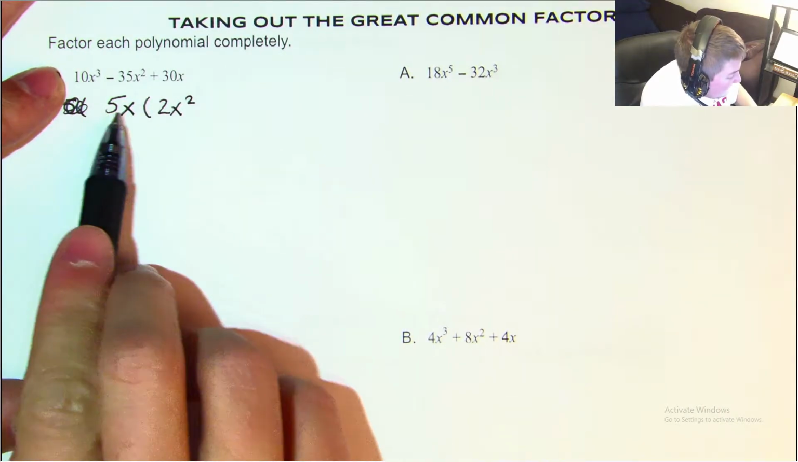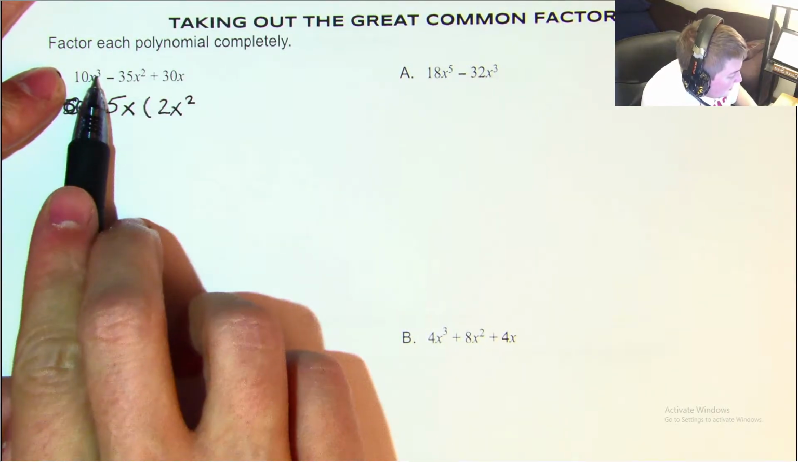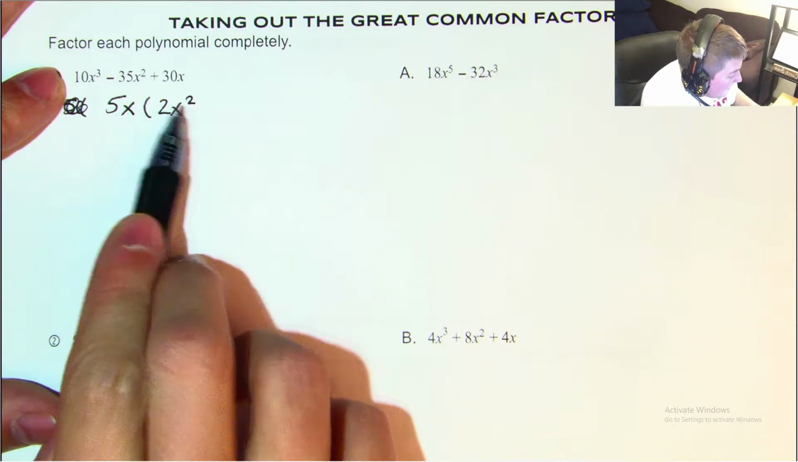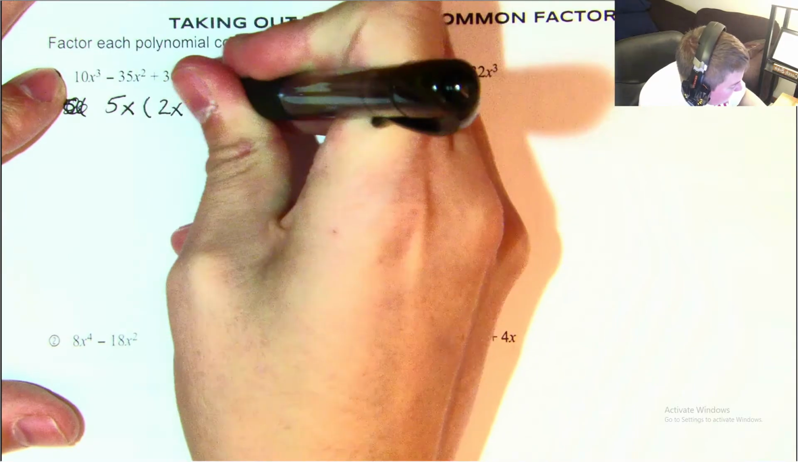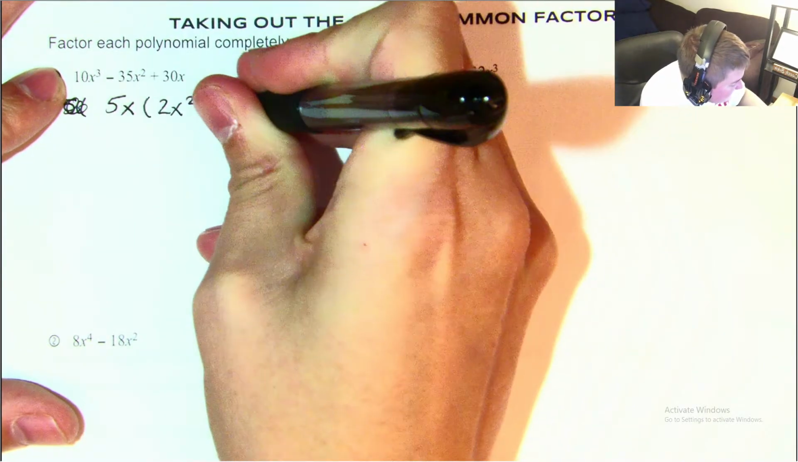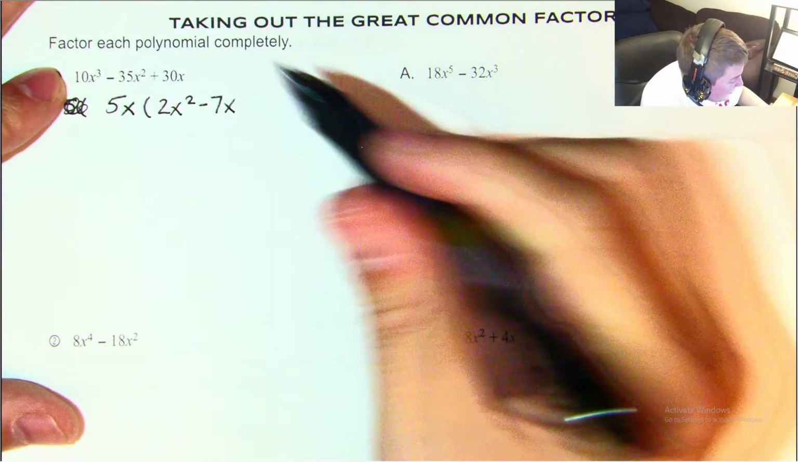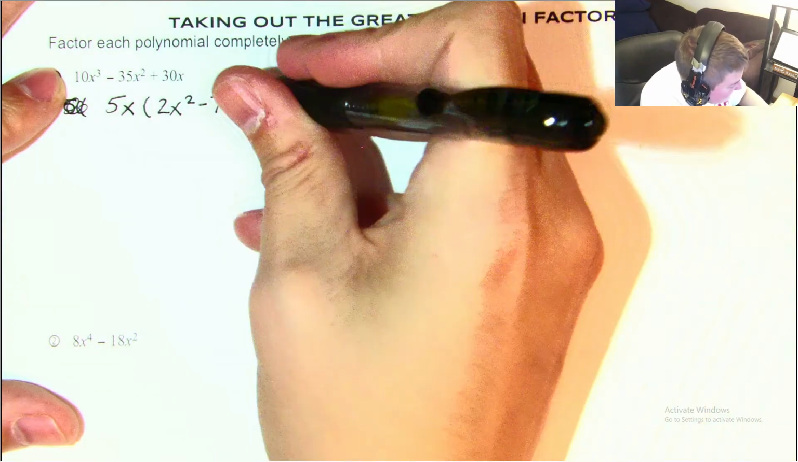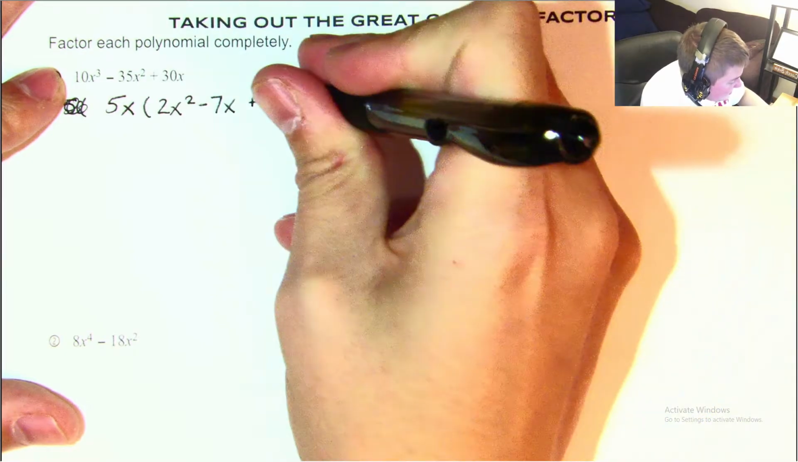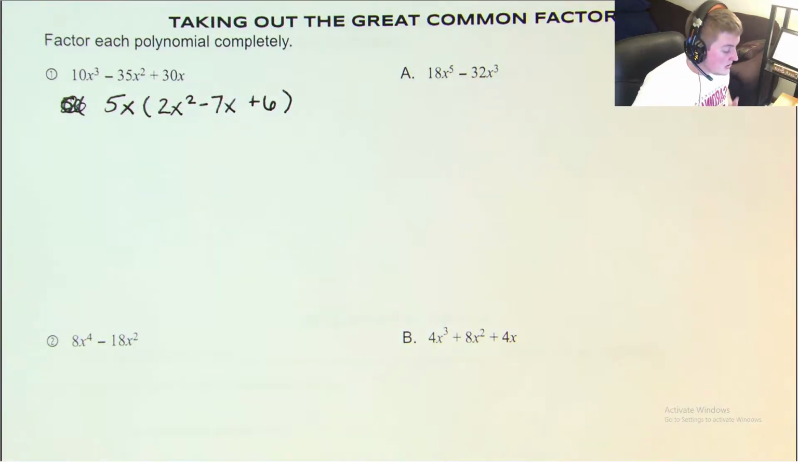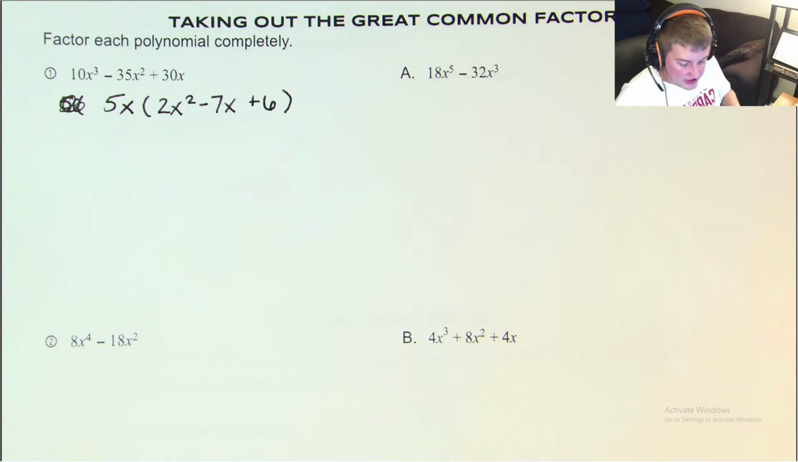10 divided by 5 is 2. X cubed divided by x is x squared. Negative 35 divided by 5 is negative 7. X squared divided by x is x. 30 divided by 5 is 6, and x divided by x is 1, so it's just 6. So that's the first thing that we did, we took out the greatest common factor.